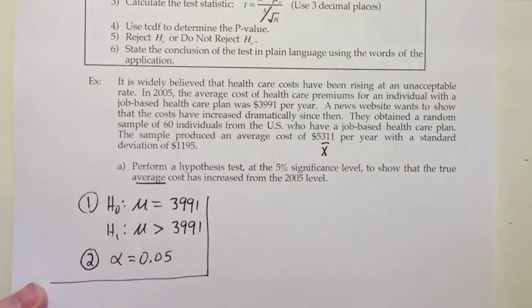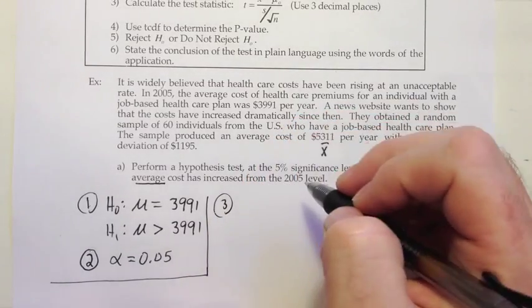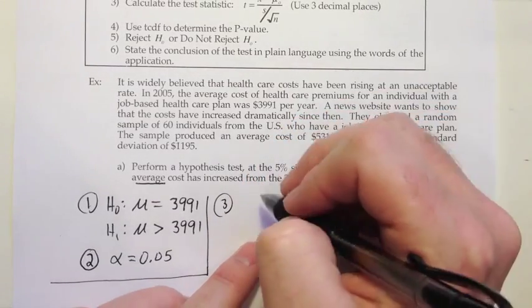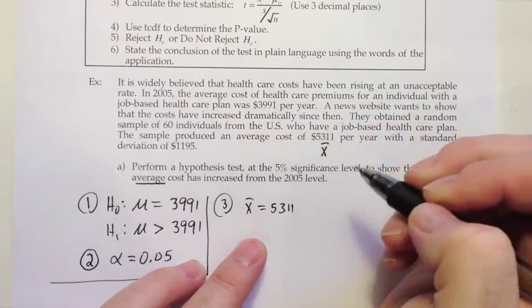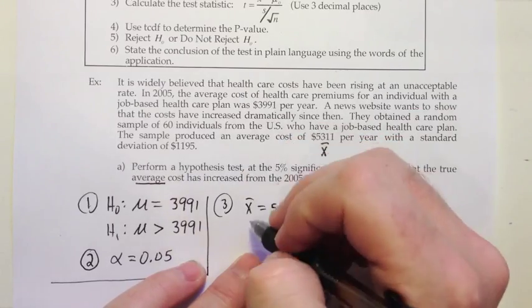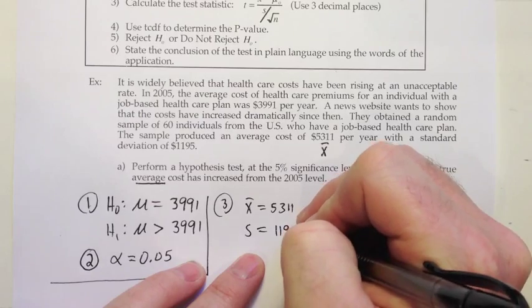So that's the setup phase. That's supposed to happen before we even collect data. And now we go out in step 3 and we get our sample and we start gathering the information. So part of that is that x-bar. x-bar is 5311. And then we also have a standard deviation from that same sample. Since it's a sample standard deviation, that would be s, 1195.